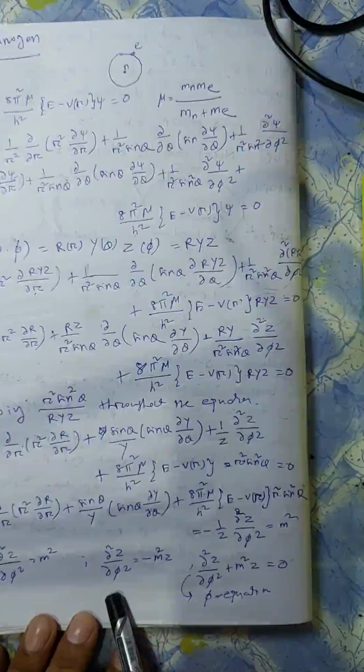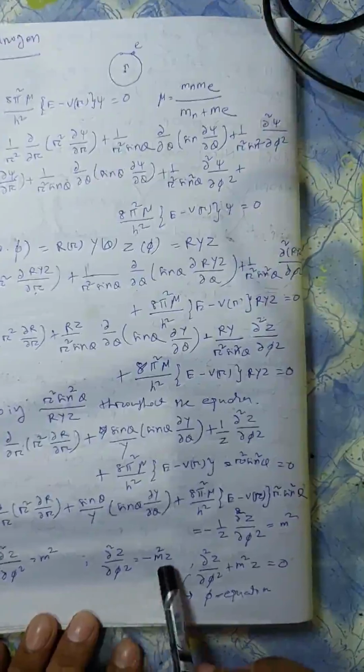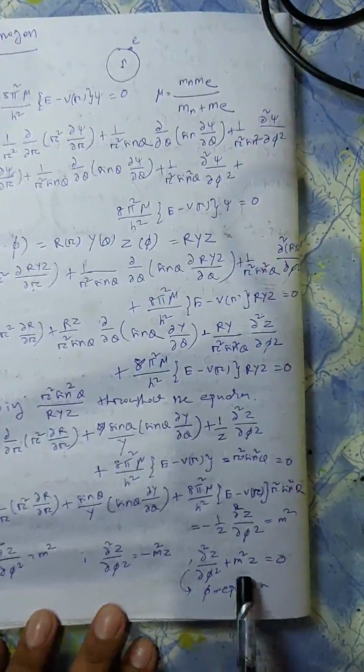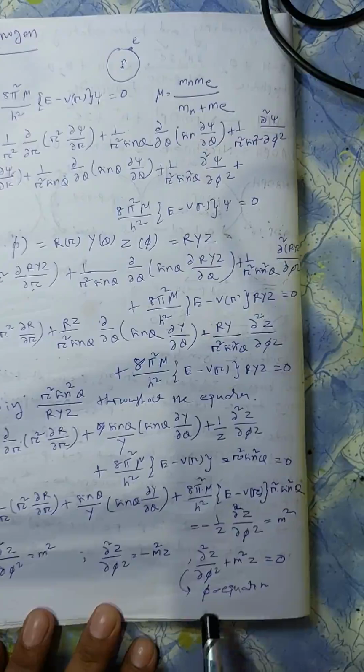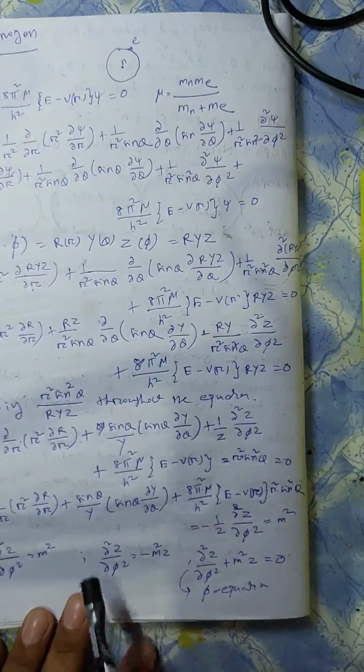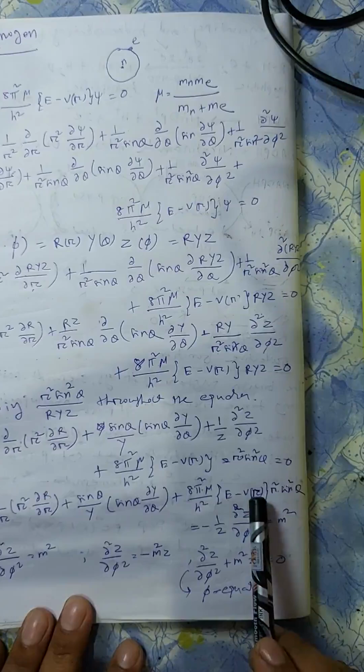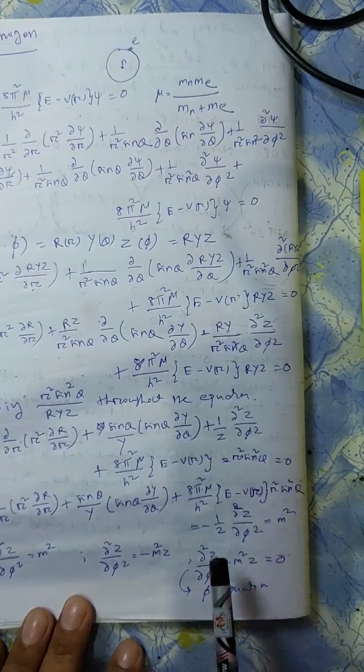d²Φ/dφ² plus m²Φ is equal to 0. This is the phi equation. Similarly, we also have to find the theta equation, and another is the radial wave equation.